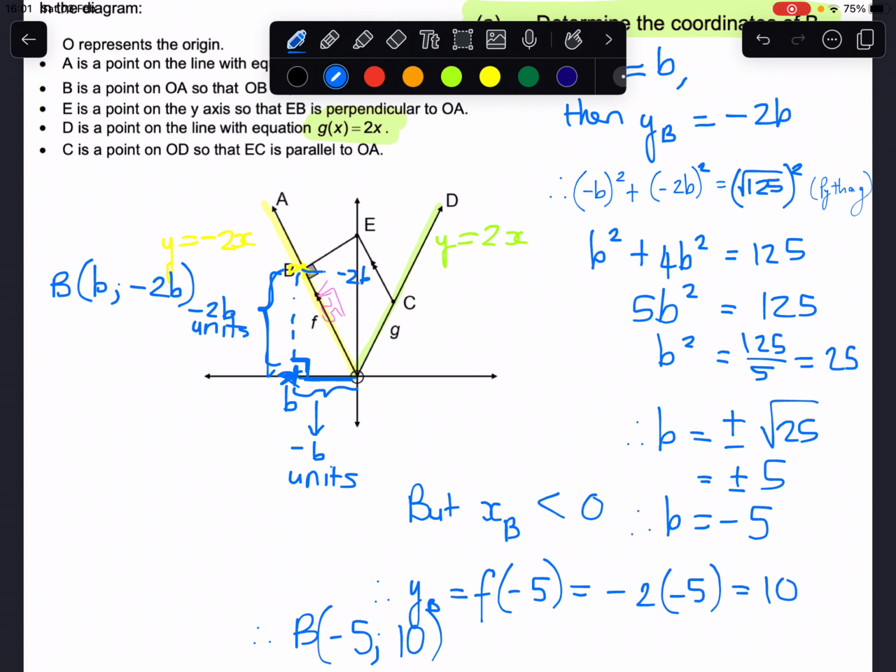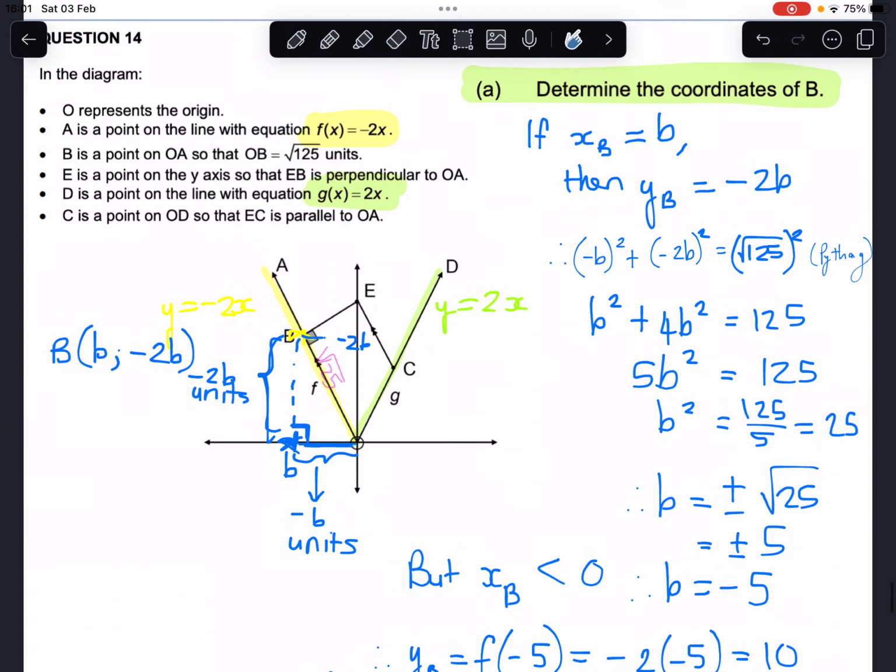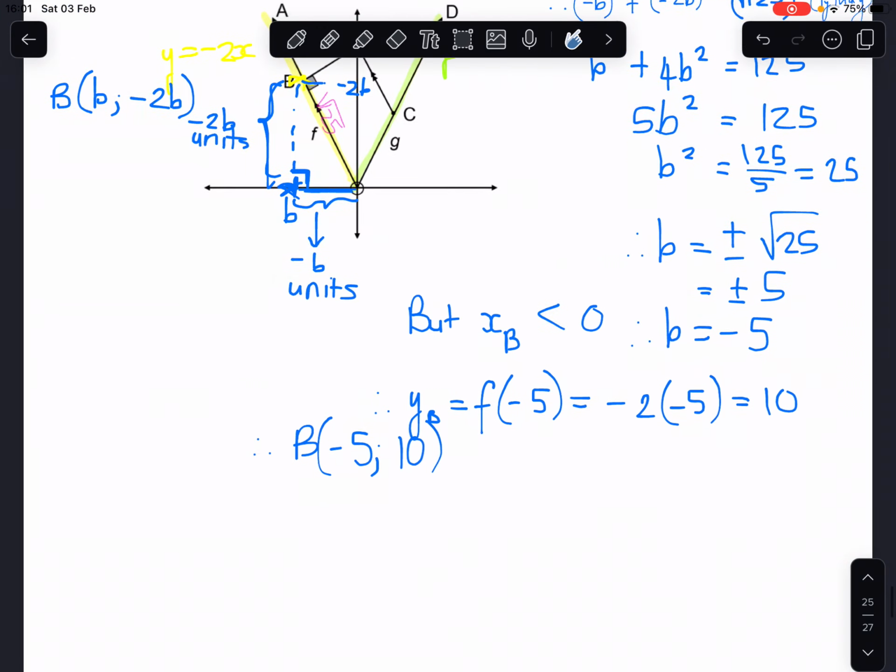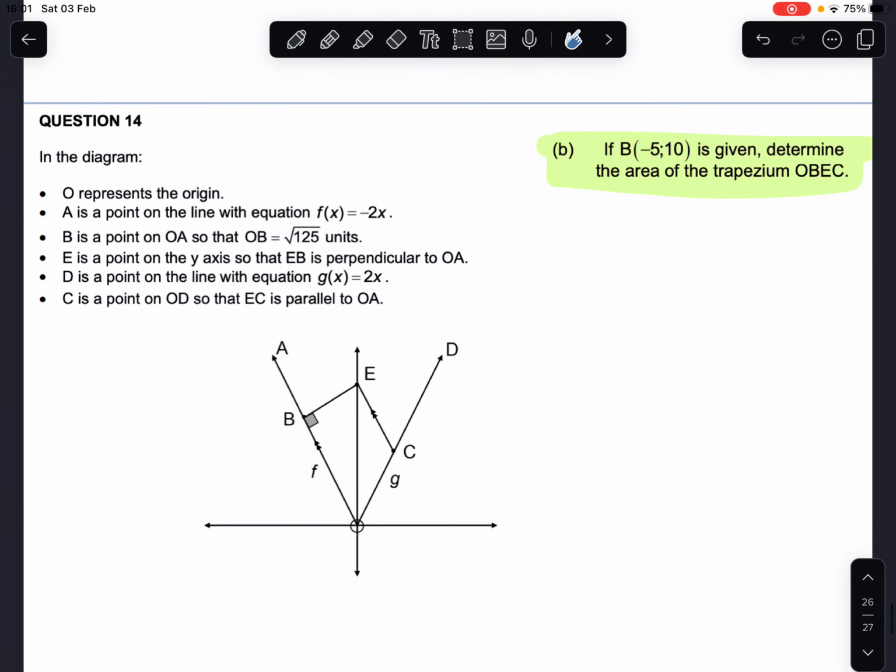Right, so that question kind of relied on us just being comfortable with what a function means, and a bit of Pythaggy waggy, or the distance formula, whatever makes you happy. I mean, those are one and the same. Right, so let's look at the next question, the next part of the question.